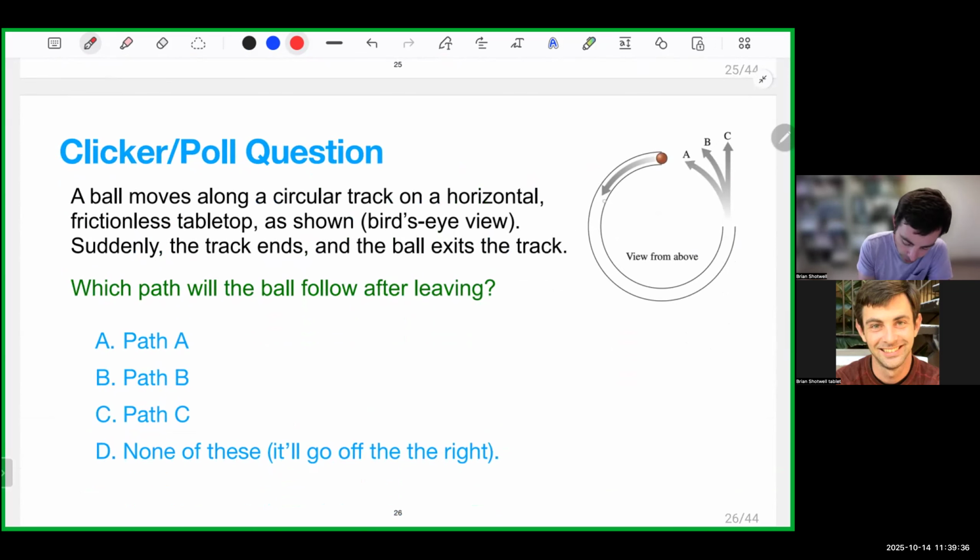It turns out that in order for the ball to stay on the track, it needs to change its velocity constantly. If this is the initial velocity vector and this is the final velocity vector, then the acceleration needs to point towards the center of the circle in order to keep the direction changing. But as soon as the ball exits right here, there's no more track changing the direction of the ball. So the ball is just going to keep going along its line of sight.